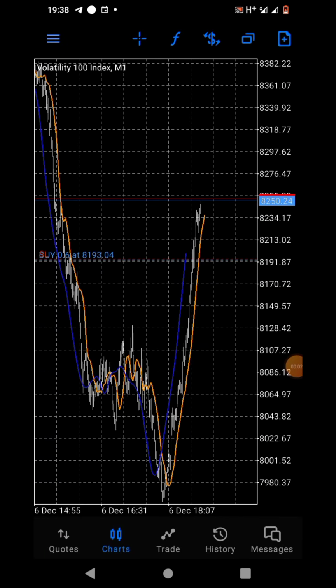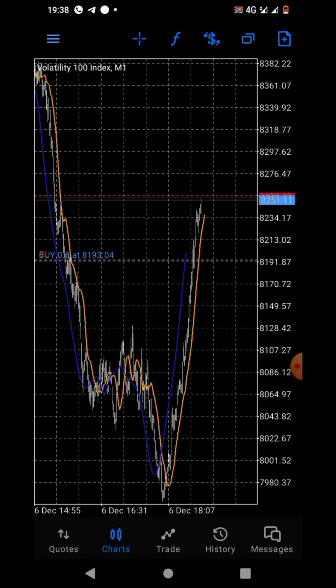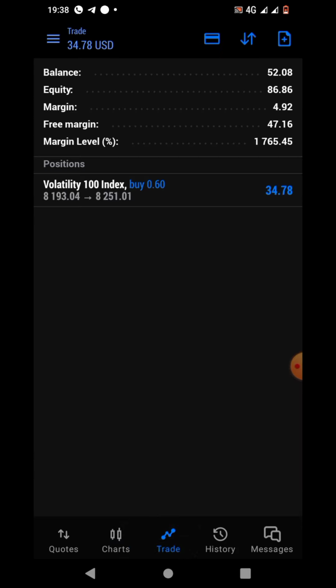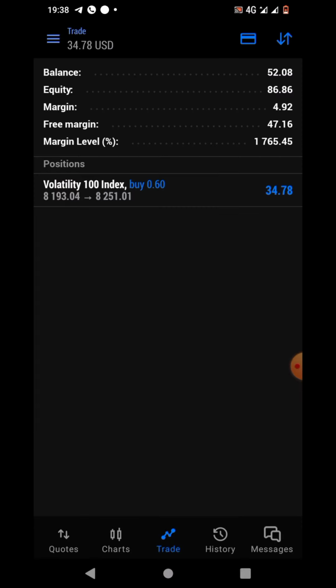So guys, as you can see my charts here. This is a chart of VIX 100. This strategy actually works for any chart at all. This is a 1 minute time frame VIX 100 and it's a live account. I actually went with 0.6 previously, two positions, so on this particular account that was a 1.2 lot on VIX 100. So I'm trying to flip this account.